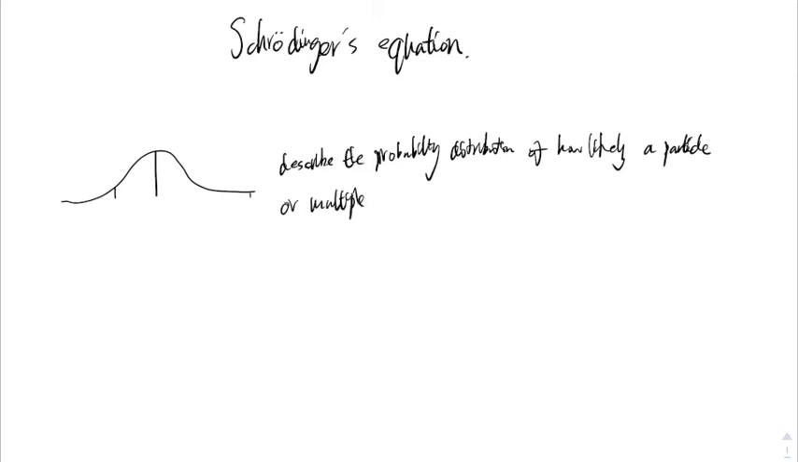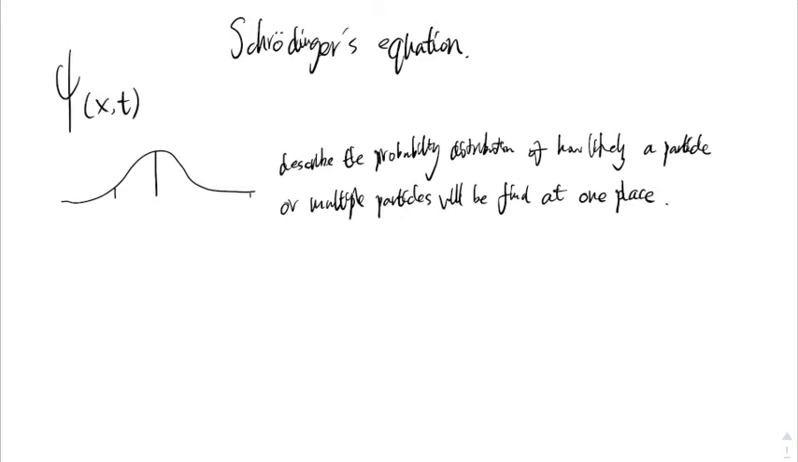So the wave function, the Schrodinger equation, describes the probability distribution of how likely a particle or multiple particles will be found at a certain region of space, one place. So we use a symbol called psi, and it's a multivariable function, which uses two variables, x and t. t represents time, x is the space. So it's a one particle situation Schrodinger equation.